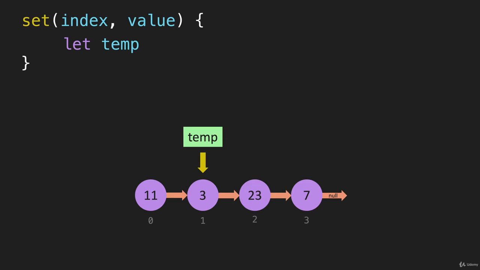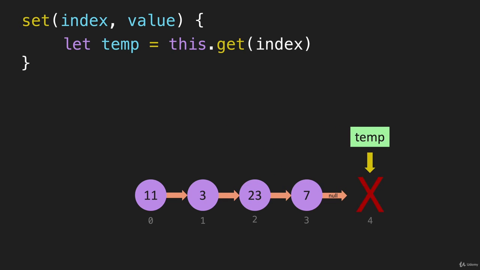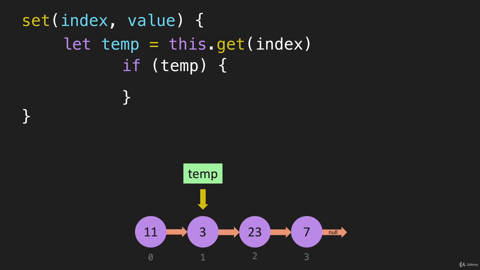We can do that by just saying let temp be equal to this dot get and pass it the index that we're looking for in the set method. And that's going to either make temp equal to undefined, or it's going to be equal to the node that we're looking for. So what we have to do at this point is determine, is temp undefined or is temp pointing to a node? We'll do this with an if statement.